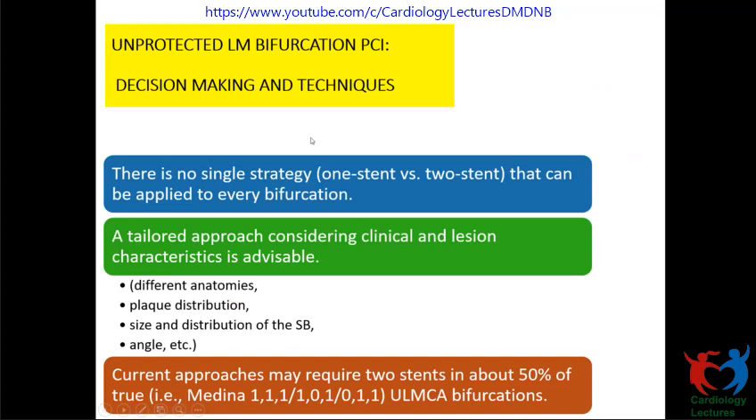So basically, there is no single strategy, one stent versus two stent, that can be applied to every bifurcation. A tailored approach has to be planned because of different anatomies, plaque distribution, size and distribution of side branch, and angle, etc.